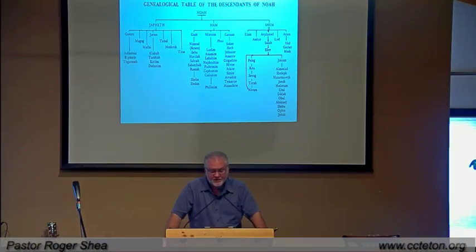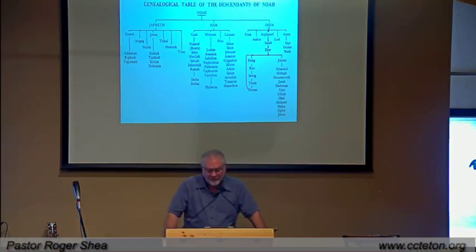To Eber were born two sons. The name of one was Peleg, for in his days the earth was divided. Well, what does that mean? In his days the earth was divided. This could refer, this is a guess, to the divisions that occurred after the Tower of Babel, when God confused man's language. His brother's name was Joktan.